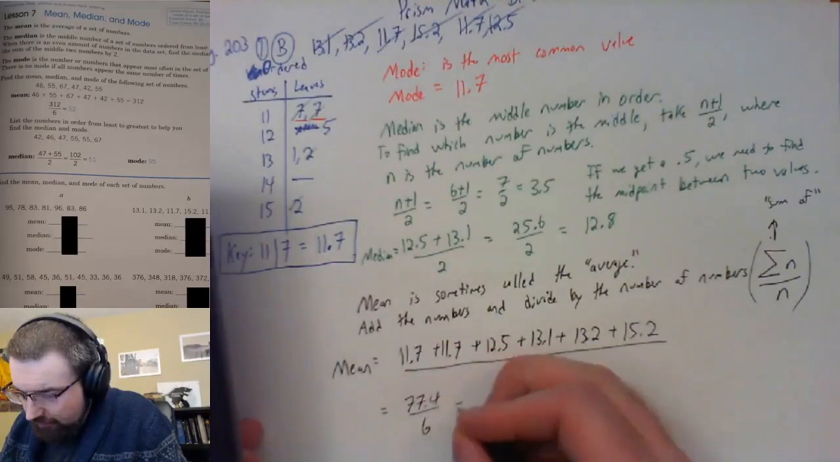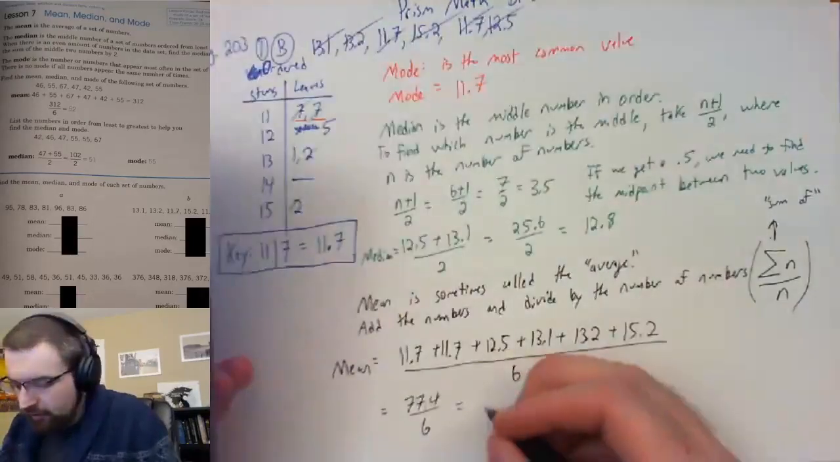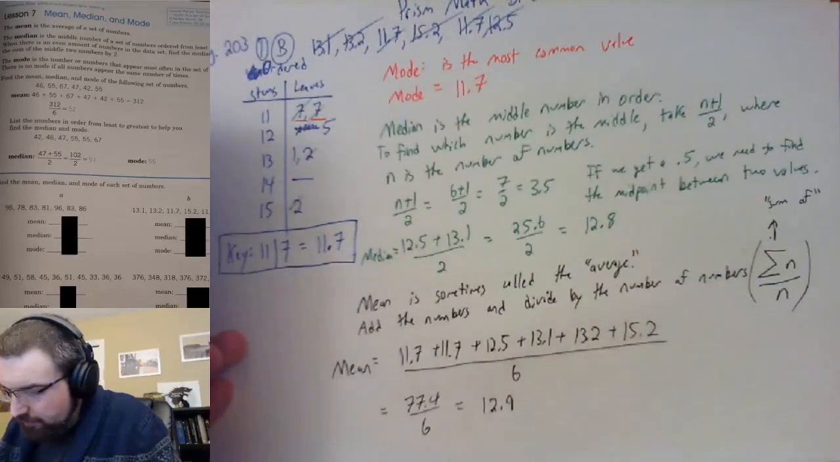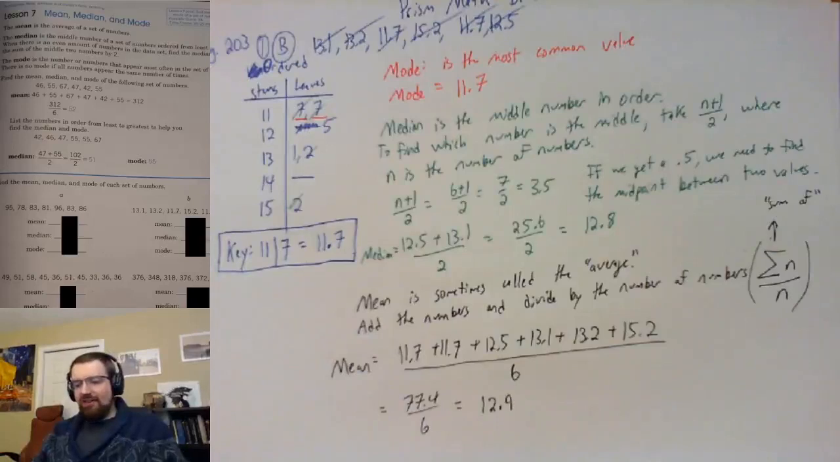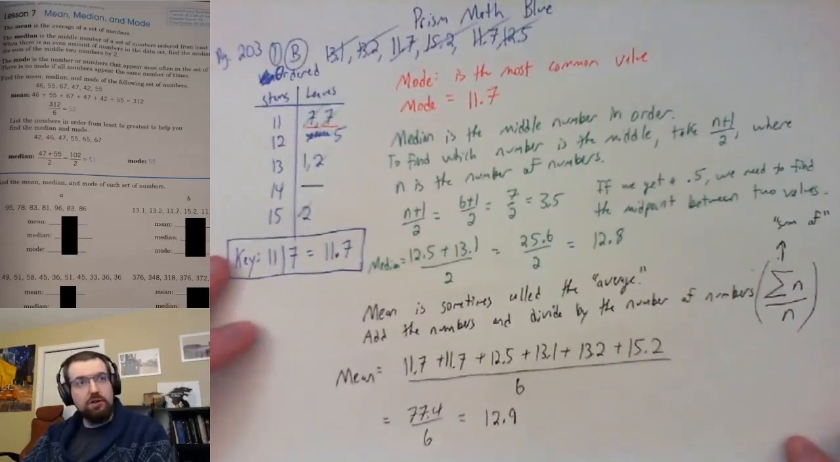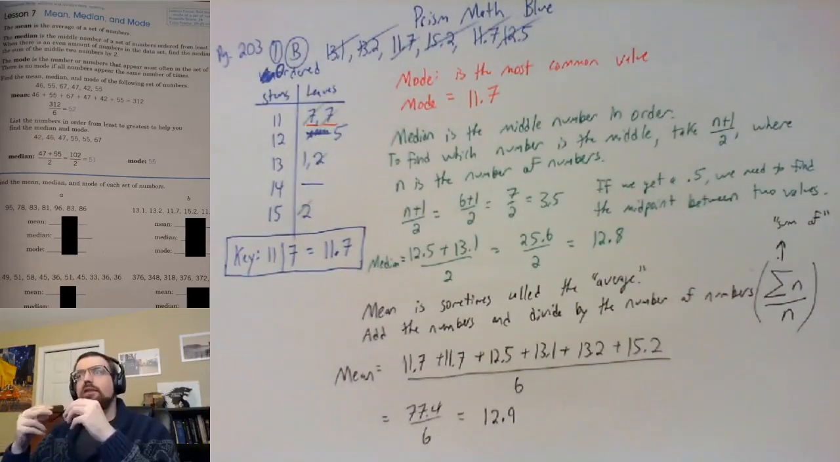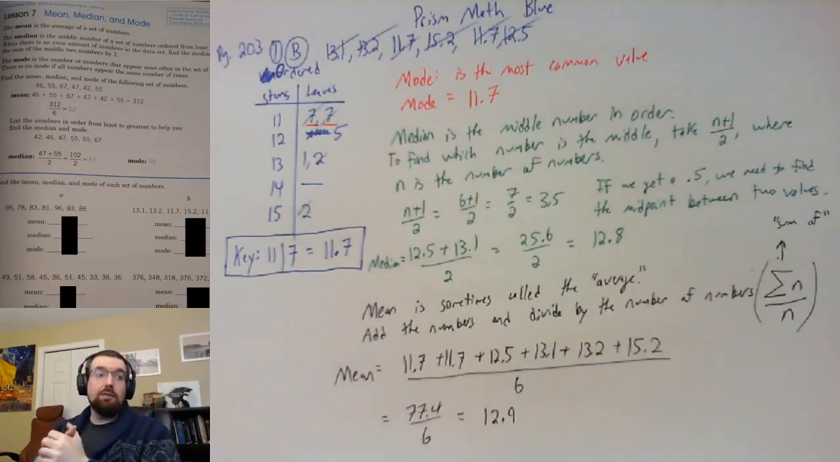77.4 over 6. And that's going to equal 12.9. Okay, so for this set, we see the mean and the median worked out to be about the same. And that'll be true for a lot of sets of numbers, and generally anything that's normally distributed, which we actually don't really talk a whole lot about. But basically you would expect for a set of numbers for the mean and the median to be pretty similar.